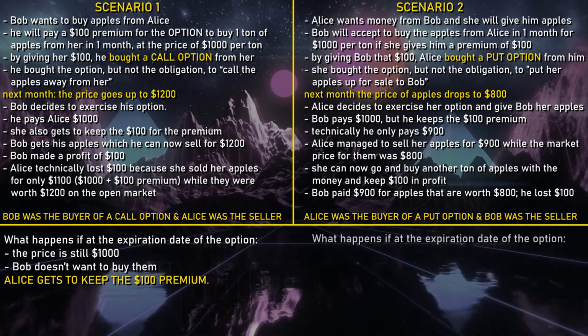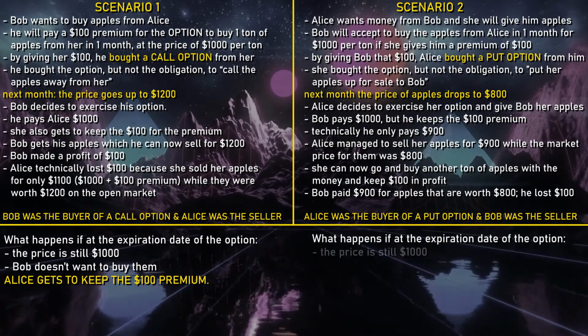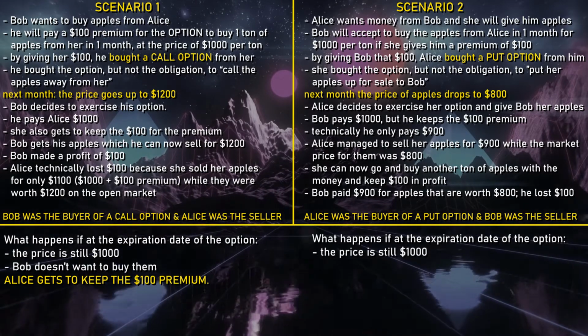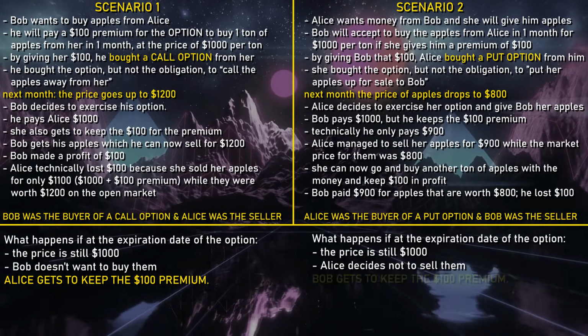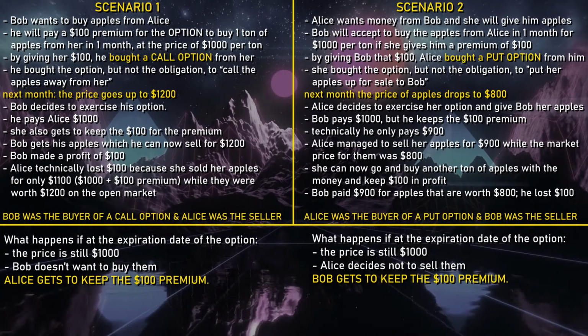In the second scenario, Bob sold a put option to Alice. But what happens if at the expiration date the price of apples is still $1,000 and Alice decides not to sell them? What happens is that Bob gets to keep that $100.